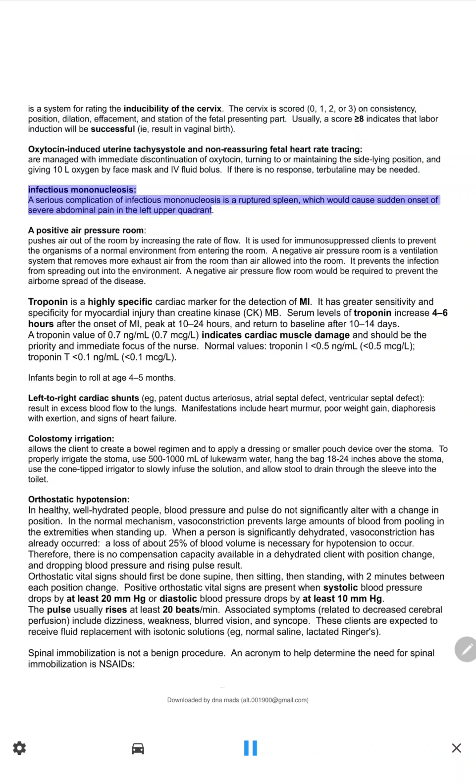Infectious mononucleosis. A serious complication of infectious mononucleosis is a ruptured spleen, which would cause sudden onset of severe abdominal pain in the left upper quadrant.